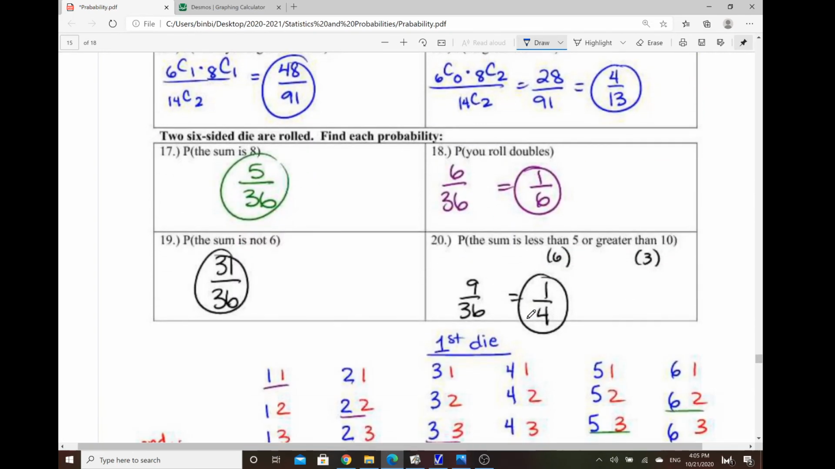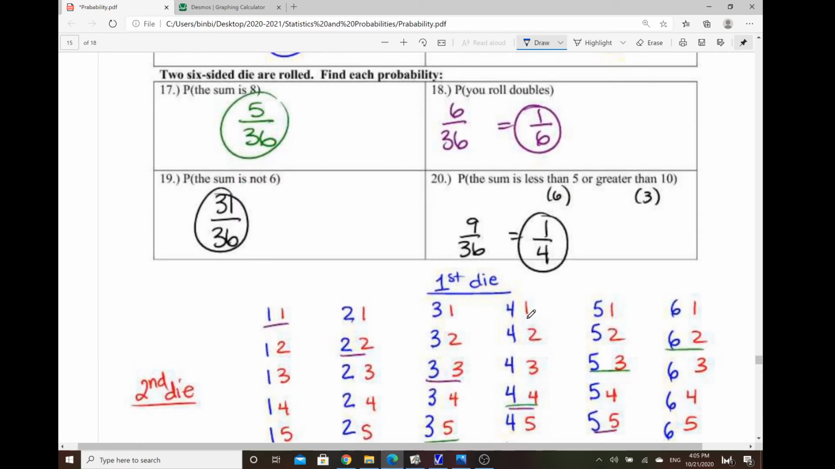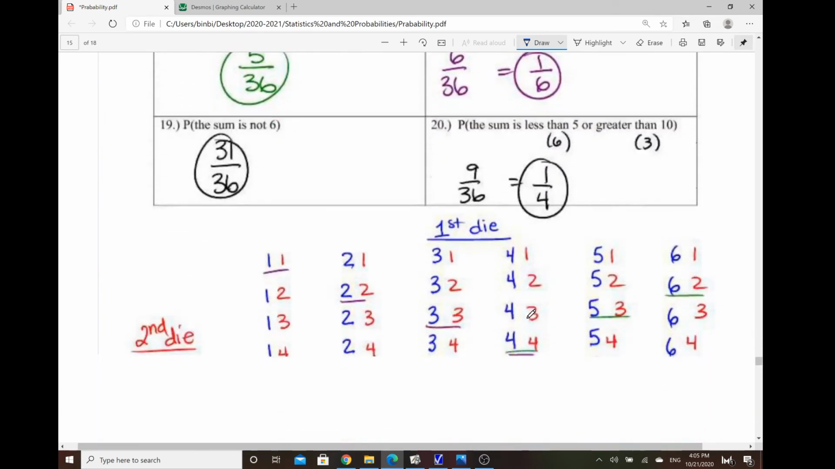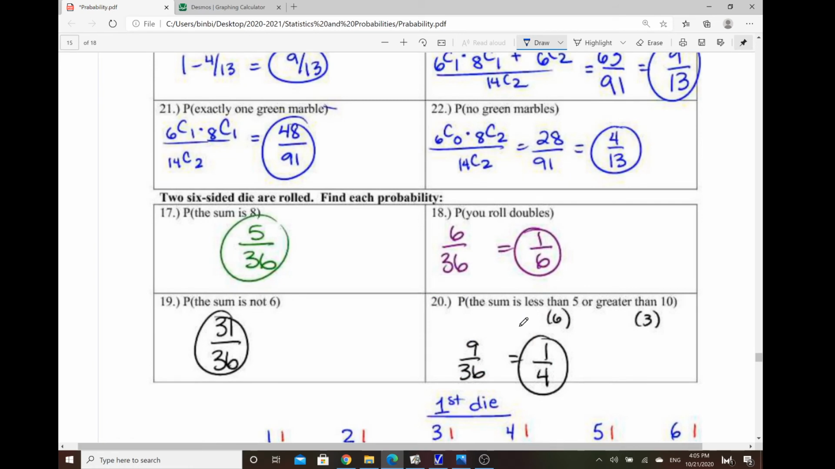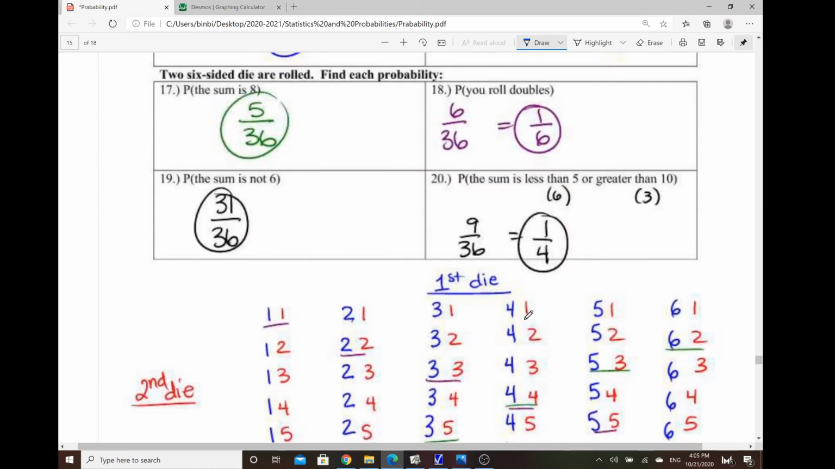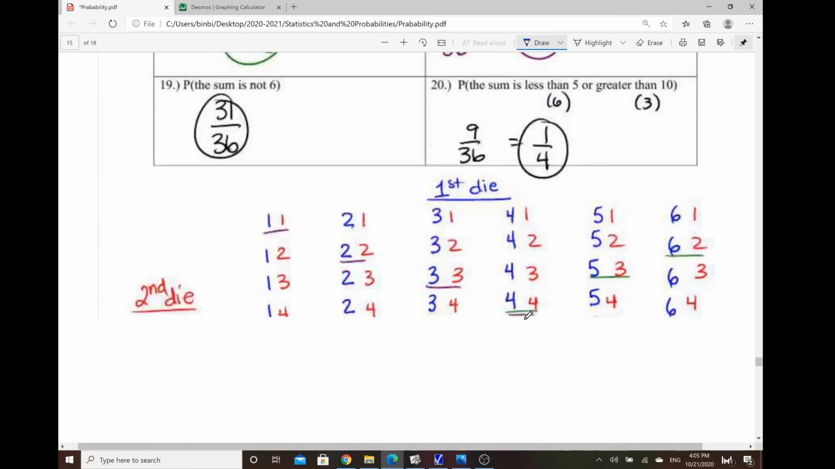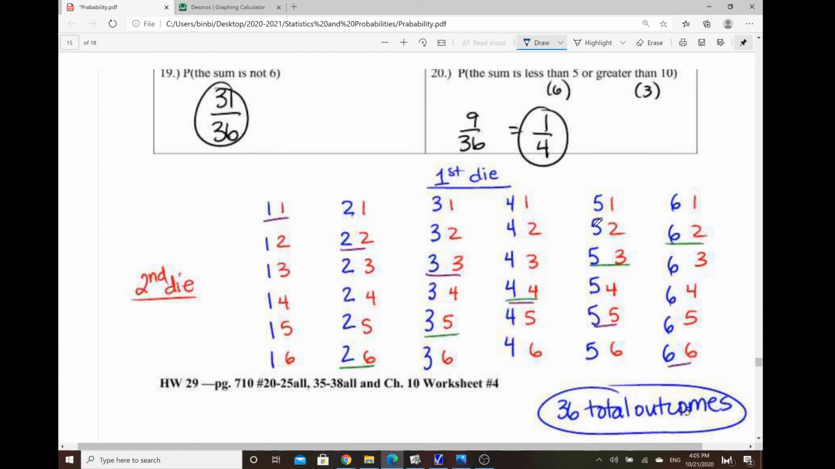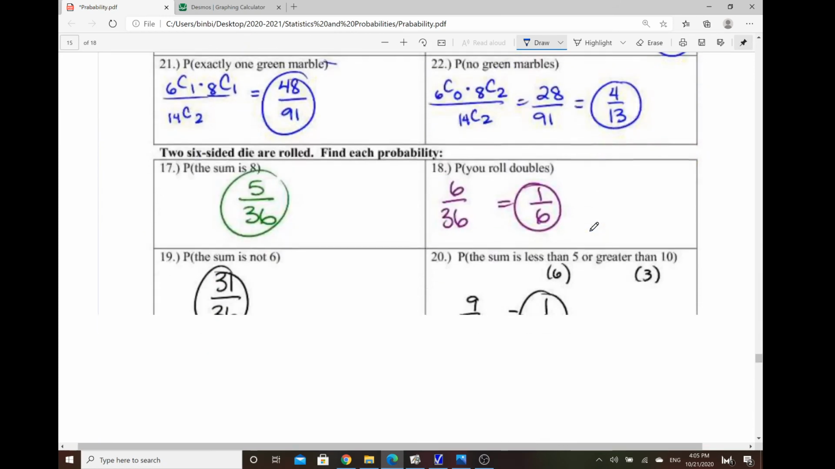Okay, so the rest of these are quite similar. Rolling the dice, getting the sum of 8. You want to list all the outcomes and find the number of chances to get that number. The total possibility is 36. Then you find the sums that equal 8: 5 and 3, 6 and 2, 4 and 4, 3 and 5, 2 and 6. So it's 1, 2, 3, 4, 5. So it's 5 over 36.